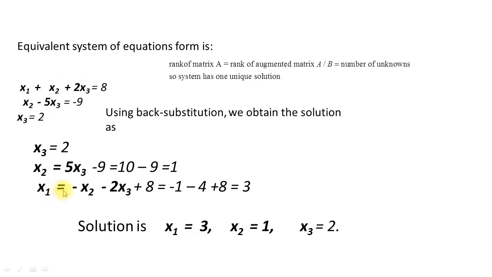Putting the value of x2 and x3 in the first equation to obtain the value of x1, we obtain x1 is equal to minus x2 minus 2 x3 plus 8. Putting the values of x2 and x3, we obtain minus 1 minus 4 plus 8 is equal to 3. So this is the solution of the given system: x1 is 3, x2 is 1 and x3 is 2.